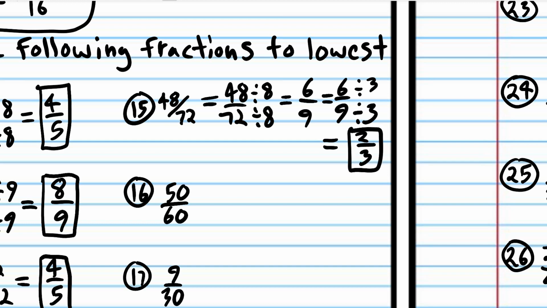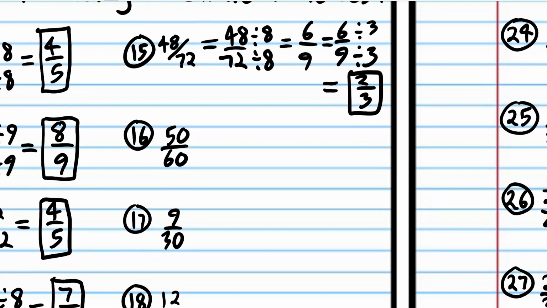So it's pretty much the same thing we were doing before. The only difference is we had to do 2 steps on that one. And it's okay to do multiple steps. It just takes a little longer. 50 over 60. What should we do with that one? Which number goes into 50 and 60? See if you can do that one on your own, and when you come back, we'll do it together.